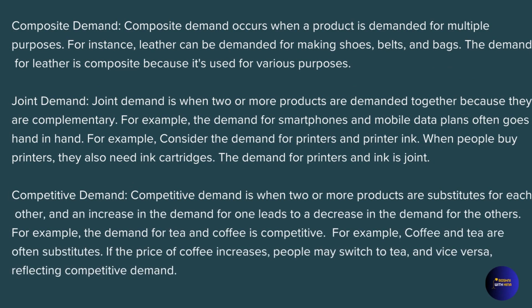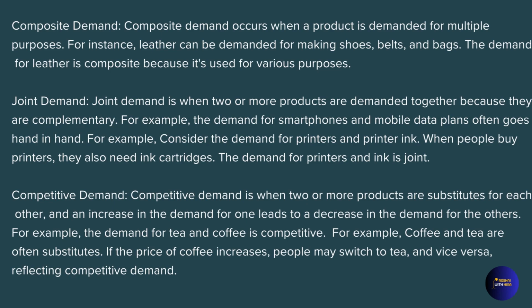Composite demand occurs when a product is demanded for multiple purposes. For instance, leather can be demanded for making shoes, belts, and bags. The demand for leather is composite because it's used for various purposes.